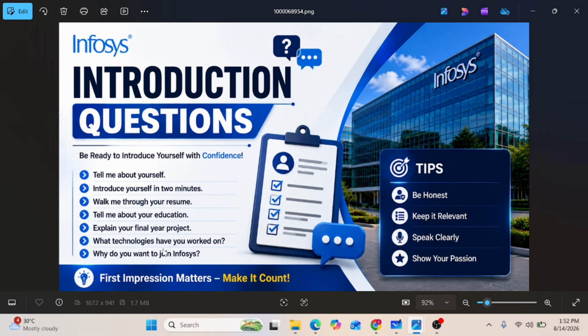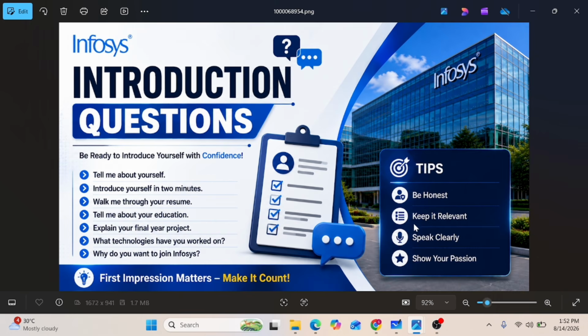And one very important thing, don't mention anything on your resume that you cannot explain because interviewers may immediately pick one technology from your introduction and start asking questions. While explaining your self introduction, be honest, keep it relevant, speak with clarity, and show your passion towards Infosys.